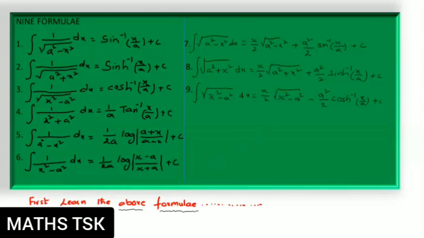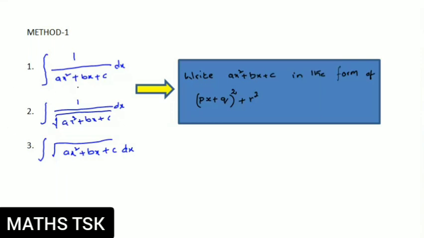So you have to learn these formulas. So go for the method of integration. First method is, if the integration is in the form of 1 by ax square plus bx plus c, or 1 by root of ax square plus bx plus c, or integration of root of ax square plus bx plus c, consider ax square plus bx plus c. How to convert it to the form px plus q whole square plus r square, sum of two perfect squares, so that we can apply one of the 9 formulas for it.